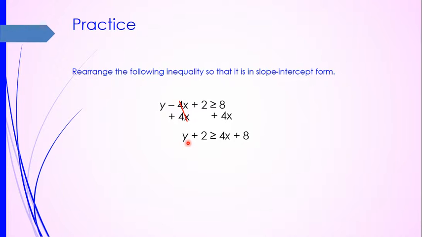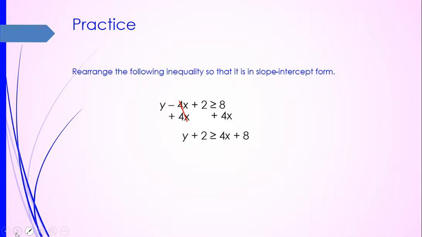Y isn't by itself. Notice I separate this inequality into two separate expressions, where on the left-hand side we have y plus 2, and on the right-hand side we have 4x plus 8. I separate them by the inequality symbol, and when I refer to the left-hand side, I mean what's on the left of the inequality. And when I refer to the right-hand side of the equation or inequality, I refer to what is to the right of the inequality. So finally, I'm still trying to get the y by itself.